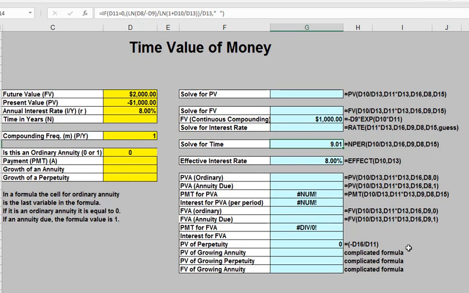9.01 years. And this actually relates to an estimate, if you will, called the rule of 72. If you divide the interest rate into the number 72, it tells you how long your money takes to double. So that's the basics of time value of money.